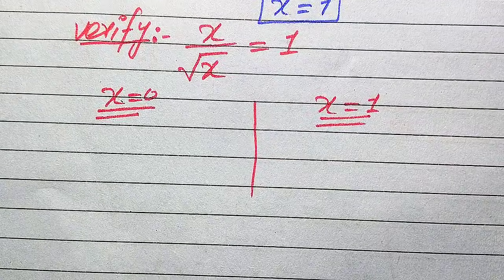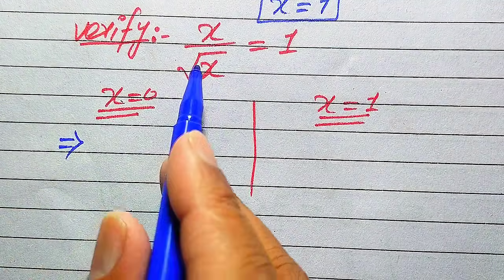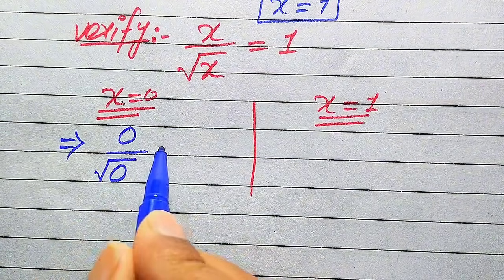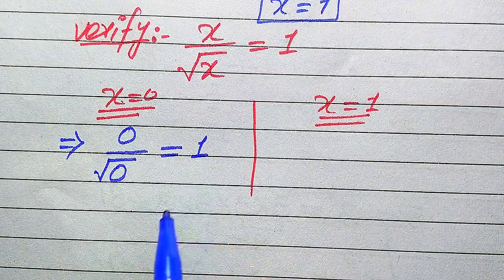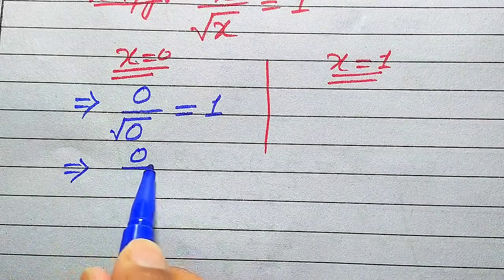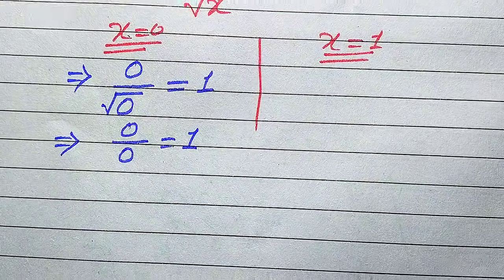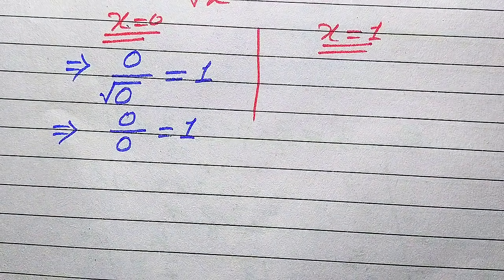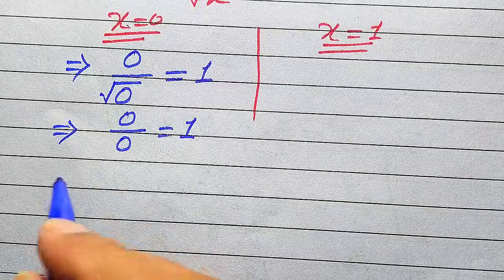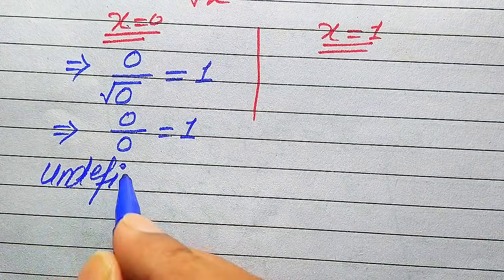And we substitute x equals 0 into the left hand side and it will be written as so: 0 divided by square root of 0 equals 1. You know that square root of 0 is 0, so here we get 0 over 0 equals 1, and you see here 0 over 0 is usually called the indeterminate form, or in other words we just say that it is undefined.